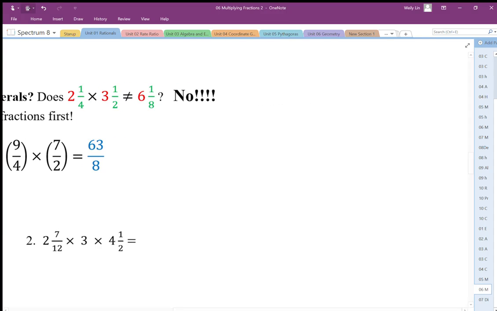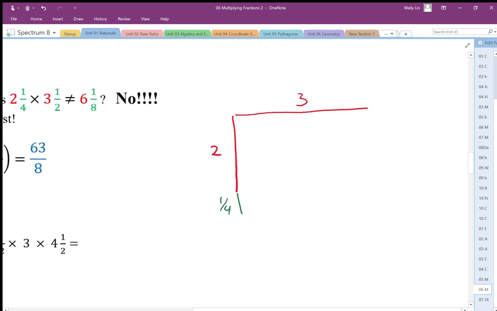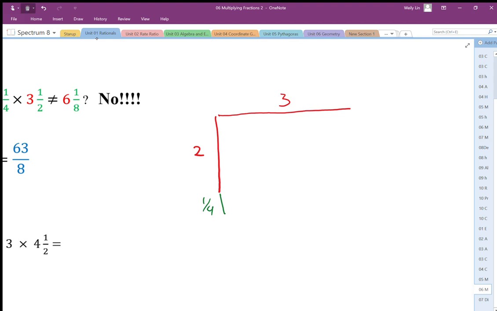Okay, so we can actually draw a picture and kind of show, well, if I have 2 1/4, let's say that's 2. Okay, and let's show a quarter here, 1/4 like that. So that's 2 1/4. And then going the other way, I have 3, and let's draw 1/8 here. 3 plus 1/8. Okay, so those are my lengths here. So the area should be my answer.